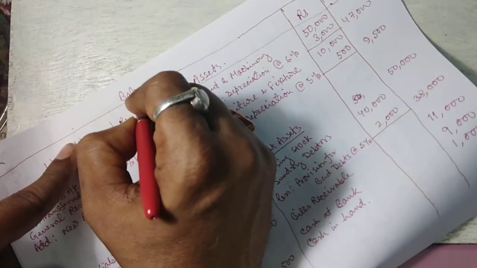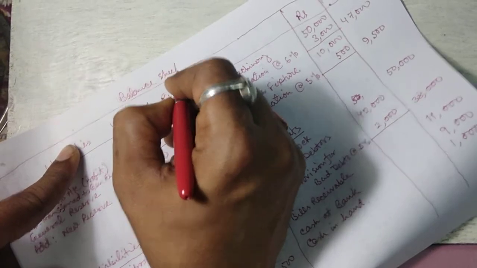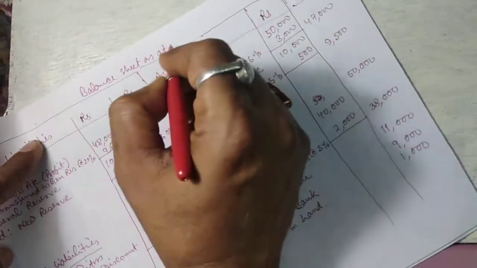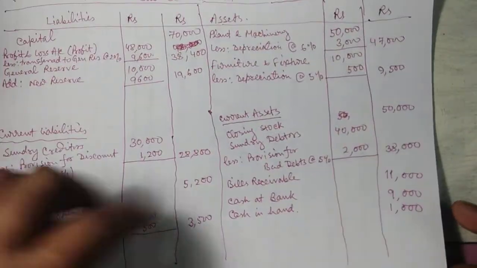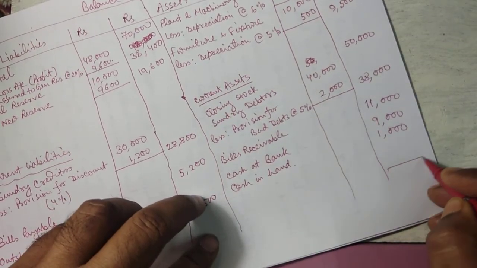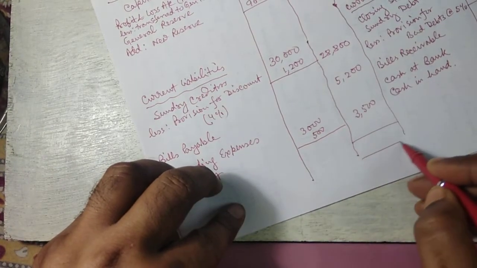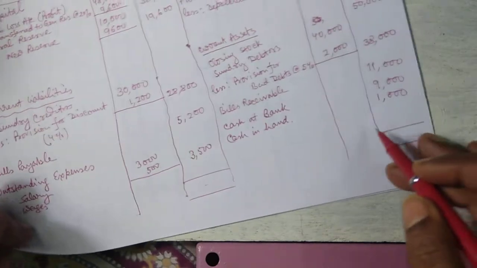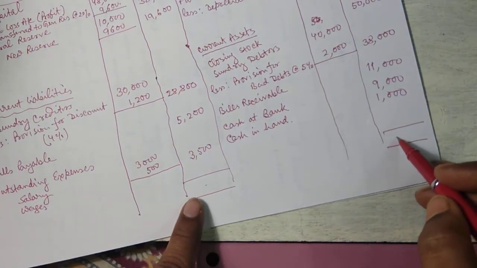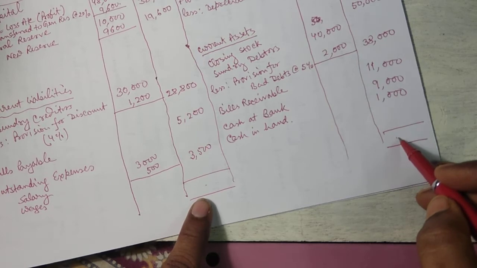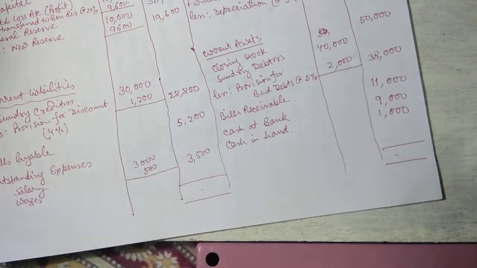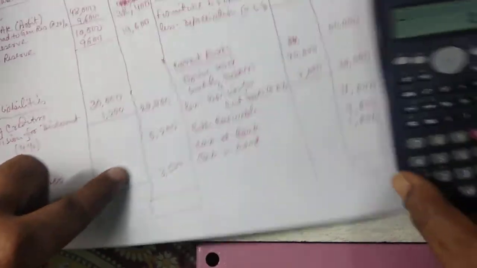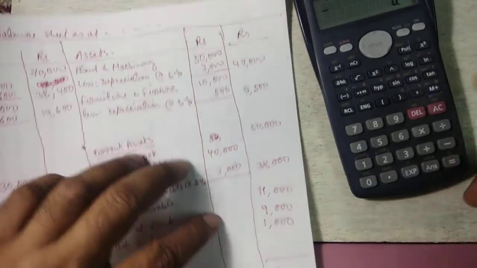Balance sheet as at, here the date should be written. Now we have to add asset side and liability side. If these two totals are equal, then our preparation of balance sheet is correct. Now we have to add. Now see, at first we add asset side.